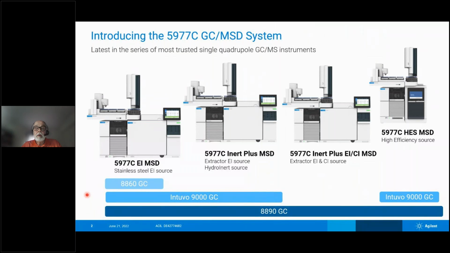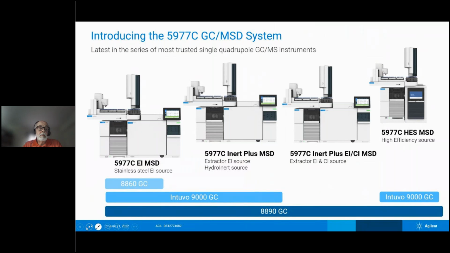I'll jump right into it. We're introducing a new single quad GCMSD system, the 5977C, and you'll see that it's very much similar to the 5977B, but we have a choice of sources and multiple gas chromatographs to which it attaches.